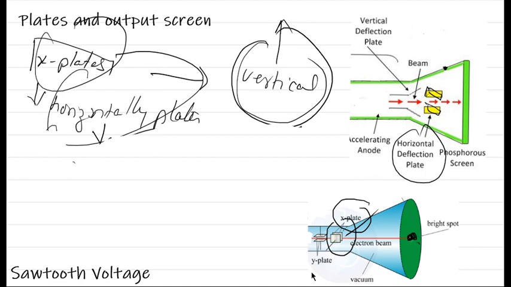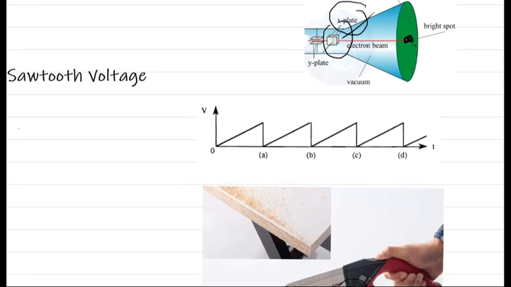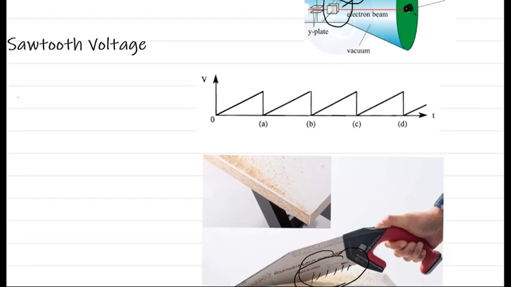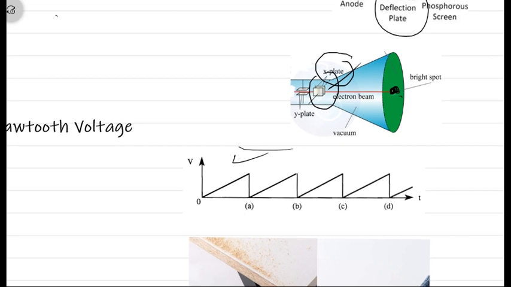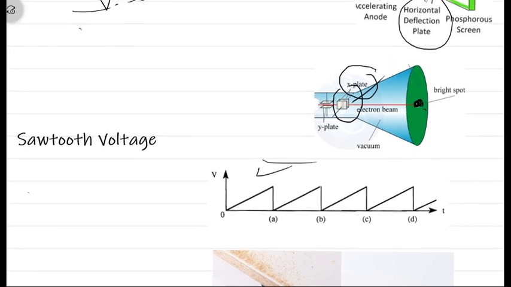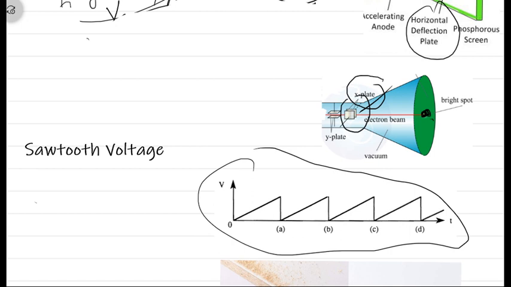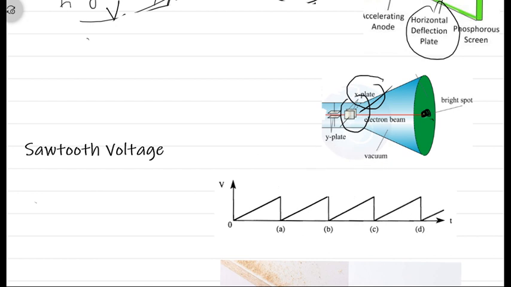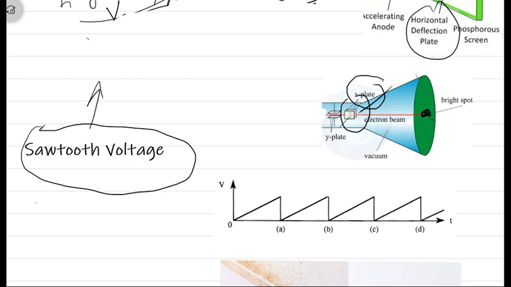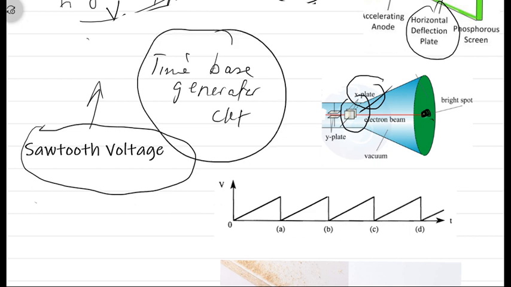At the same time, sometimes the examiner asks you about the sawtooth voltage. First, see why sawtooth. We know this is the saw, and this is the teeth. So this is the shape we get in the output when we provide the input to the CRO at the X plates, the horizontal plates. I will also explain this in the simulated activity or the animated video. But keep in mind that when we provide the input to the X plates, it also produces a voltage, and that voltage is called the sawtooth voltage. Actually, the circuit inside the CRO that produces that sawtooth is called the time-base generator circuit.